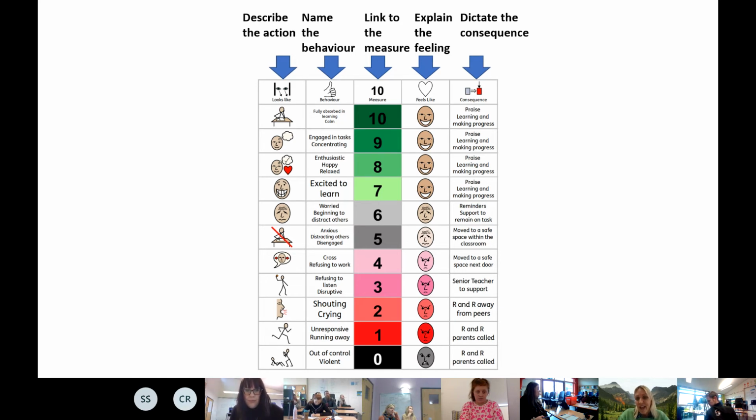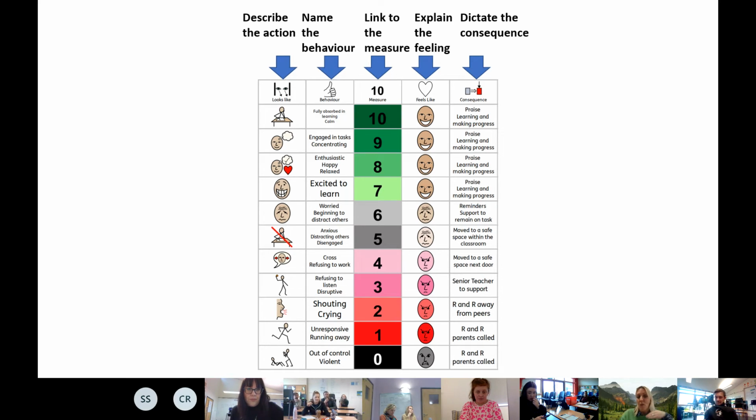So what I've looked at is that the first bit, where we've got our looks like, is actually describing the action. So if a child in your class is doing something, whether they're at a 0 or at a 10, it's really good to describe the action to them. So yes, we've got our pictures that we can focus in on, but use simple language to describe what it is that they are doing and what it is that you are either pleased with or not so pleased with.